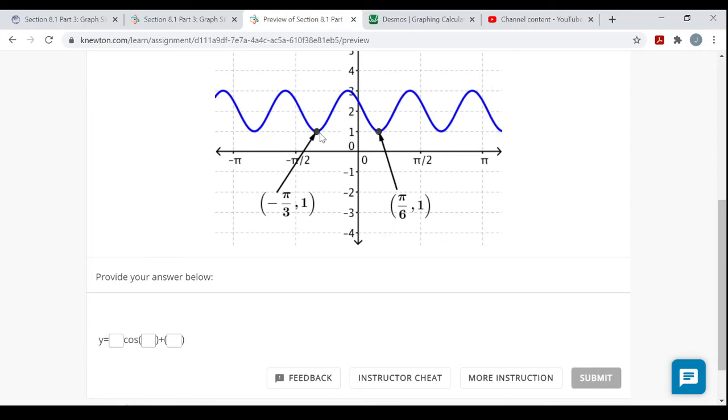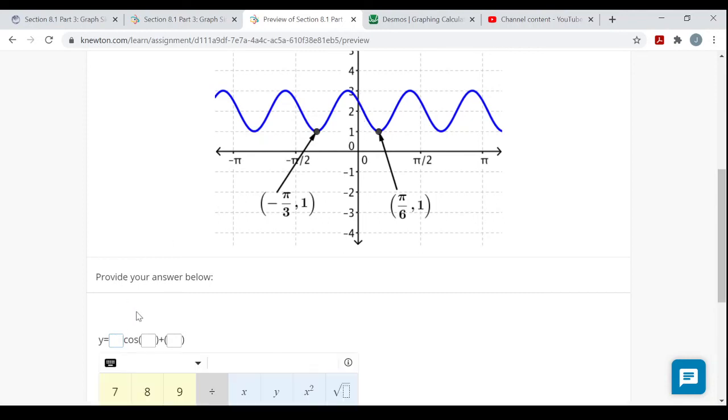So for my amplitude, for the number in front, I'm going to put a negative number because this is flipped. Now the amplitude, see, the bottom is 1, the top is 3, so that's 2 units cut in half is 1. So I'm going to put negative 1 in front, right? And the only reason I made that negative was because it is flipped from the usual cosine. All right, then in here.